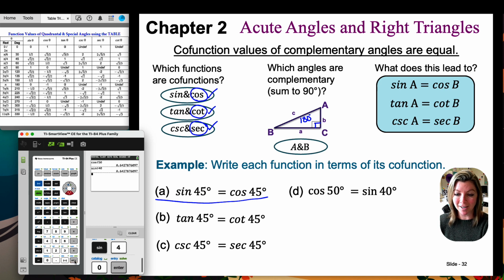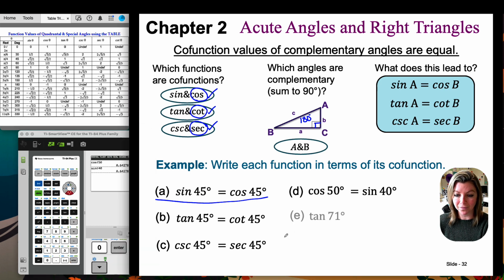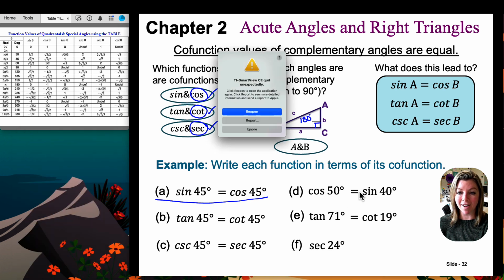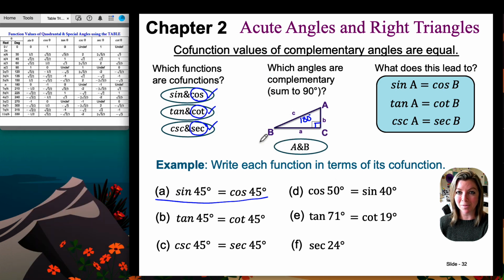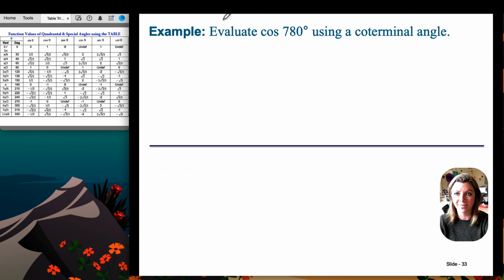All right, two more. E, tangent of 71 degrees in terms of its cofunction would be... If you said cotangent of 19 degrees, you got it right. One more. F, secant of 45 degrees in terms of its cofunction would be what? If you said secant of 66 degrees, you got it right.